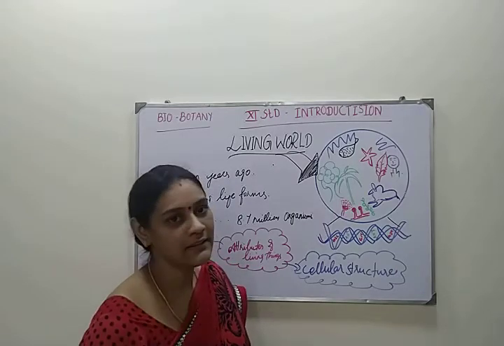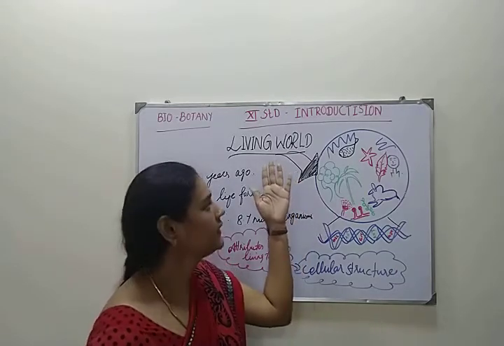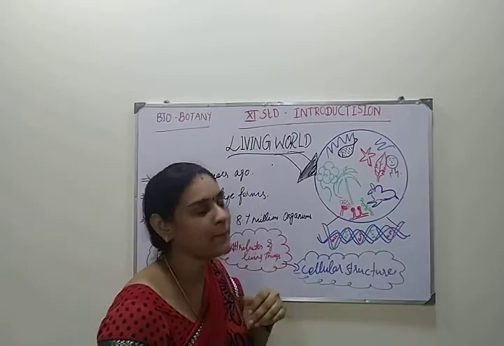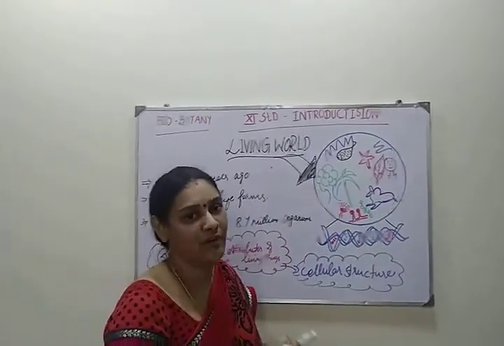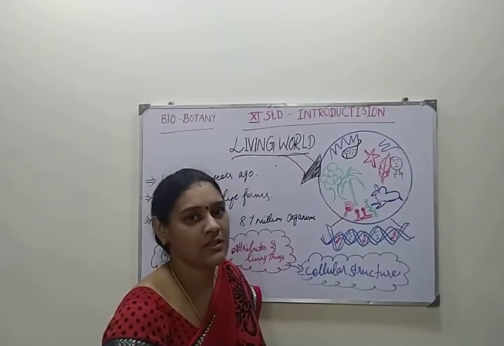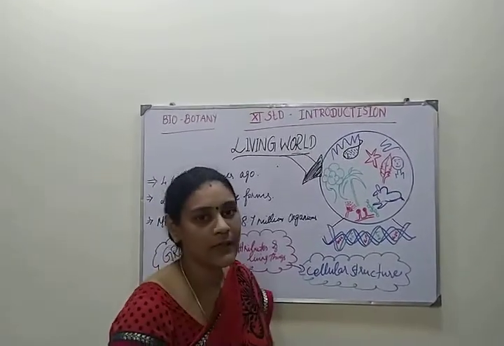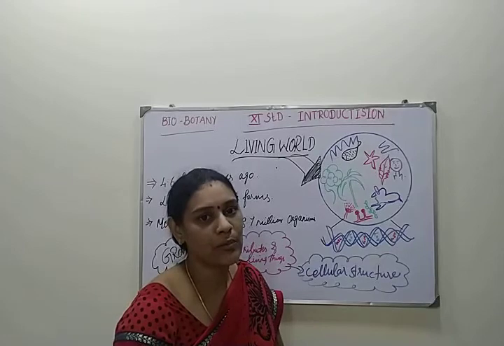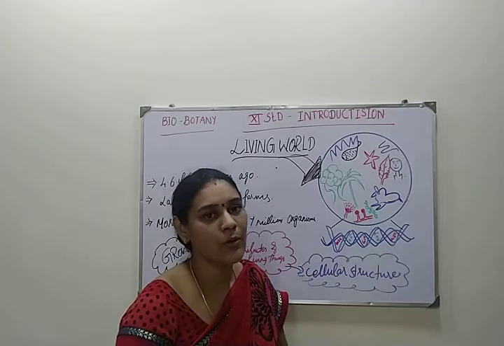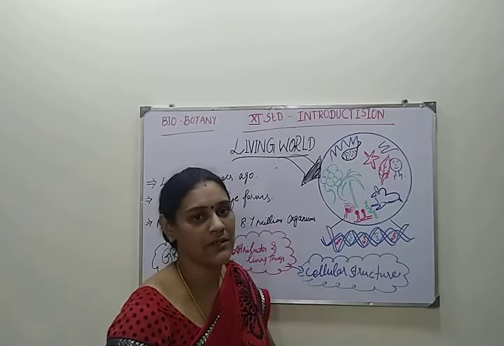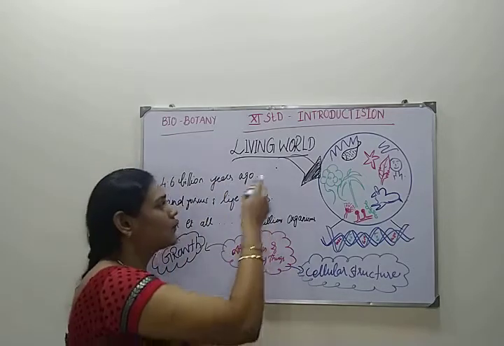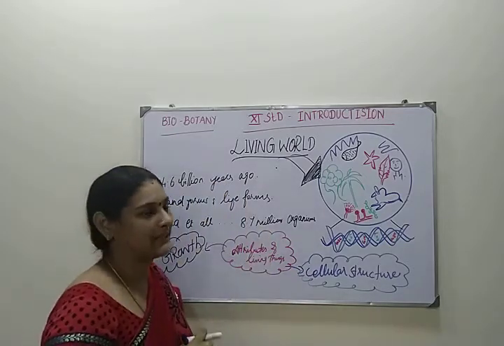Today I will take lesson 1, chapter 1, Living World. This chapter comes under Unit 5. What is that Unit 5? That is Diversity of Living Organisms. In this unit you will have 2 chapters. Chapter 1 is Living World. Chapter 2 is Plant Kingdom, right?